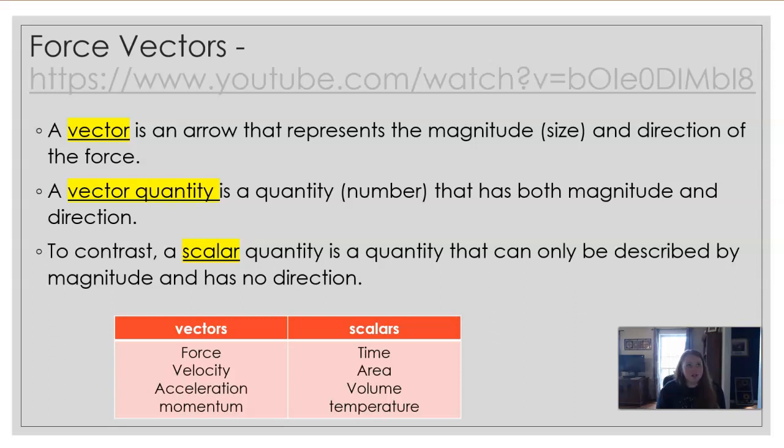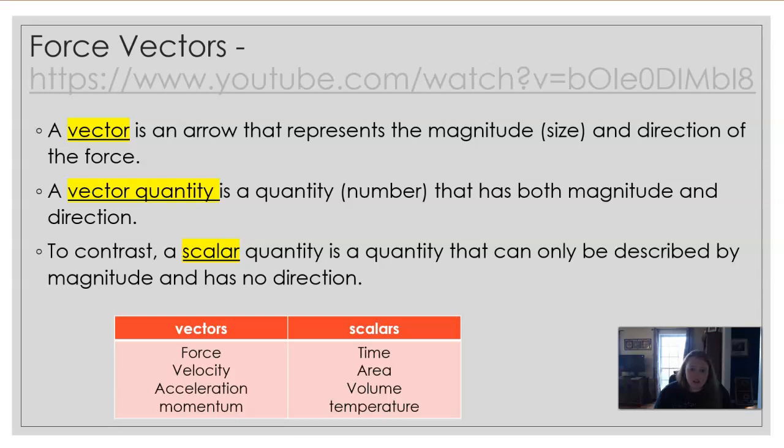Scalars can be a little tricky, but these are just some examples, and you'll see that you don't need direction to fully describe these quantities. Time: how long did it take you to do something? It took you a couple minutes or 3 minutes. There's the magnitude. You don't have to add a direction to describe the time. If we're talking about temperature, how warm or cold it is, you just give the number. You never attach a direction to temperature.